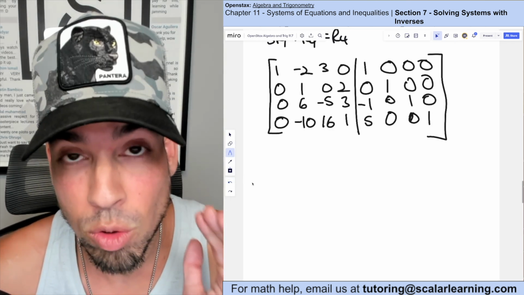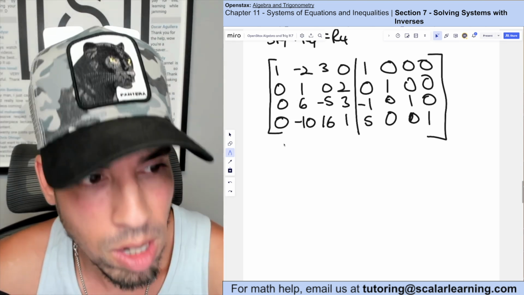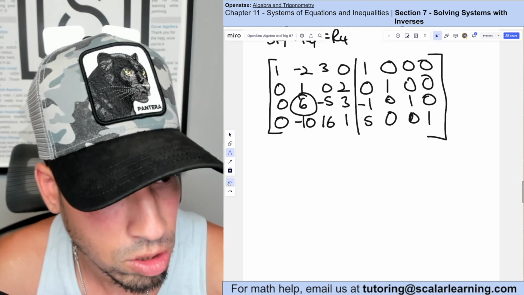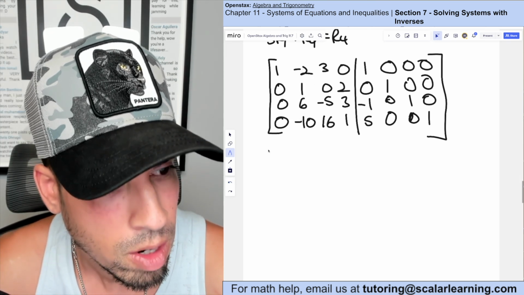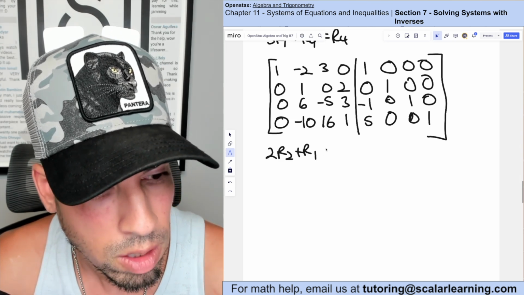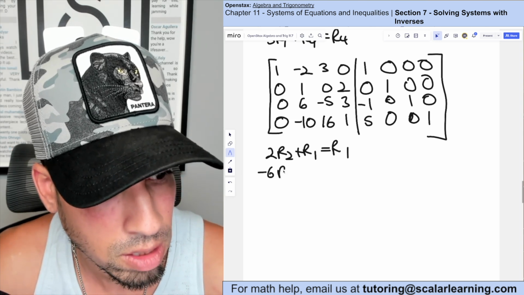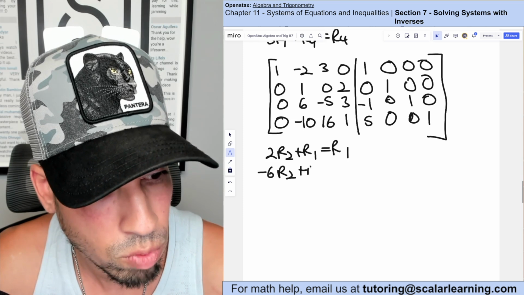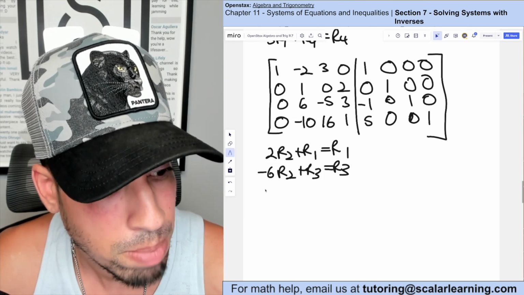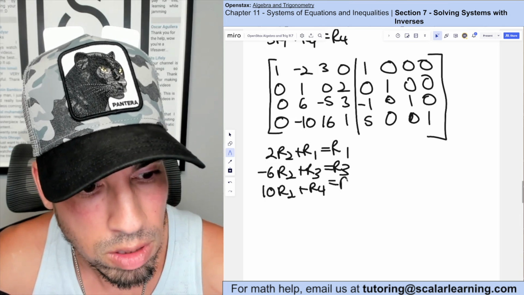Next, we already got a great 1 here. So I'm actually going to do 3 moves in 1. These are nice whole numbers, the math's not too complicated, so let's do it. I want to flip this, this, and this to a 0 simultaneously. So we're going to do positive 2 times row 2 plus row 1 to get a new row 1. That's going to get that guy. Then negative 6 times row 2 plus row 3 to get a new row 3. Last but not least, positive 10 times row 2 plus row 4 to get a new row 4.